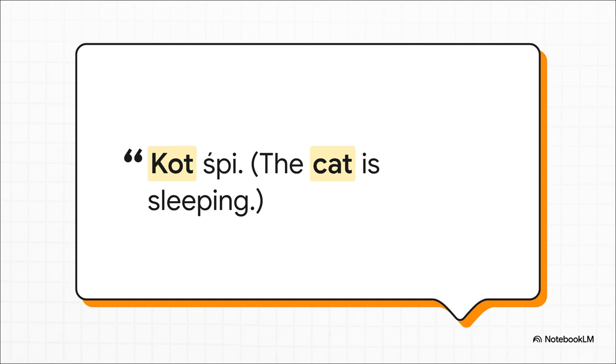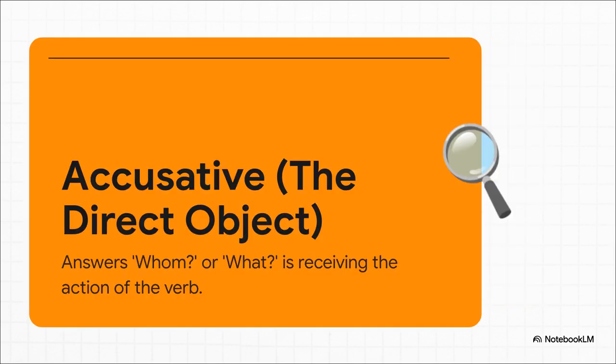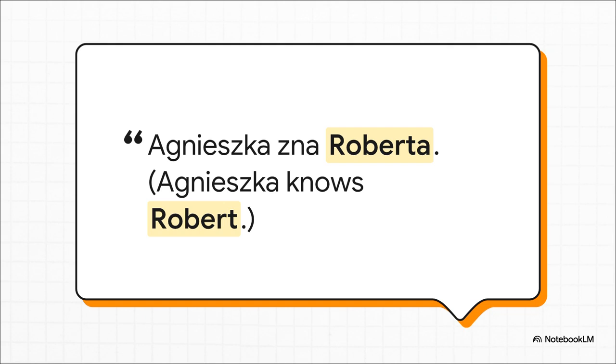See? Easy enough. Okay, now let's jump ahead a bit to case number 4, the accusative. This is the one that's going to solve our original Robert mystery. The accusative case is for the direct object. That's the noun that's on the receiving end of the verb's action. So let's go back to our sentence. Agnieszka zna Roberta. Let's break it down.